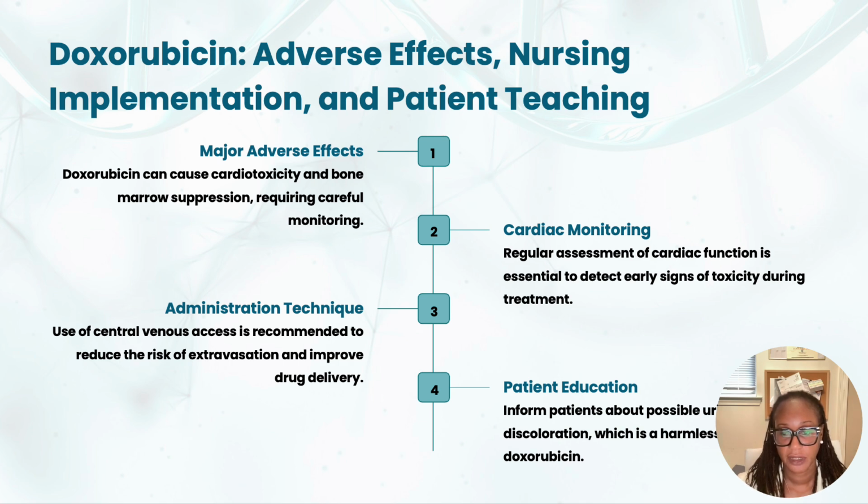And then some education points. Of course, we know hair loss is common and it's temporary; it is going to grow back, so we want to prepare the patient. As I mentioned before, the urine may turn red or orange for the first 1 to 2 days. This is harmless, so you want to educate the patient so they are aware of this. Avoid pregnancy during and for 6 months after treatment because it's teratogenic. Use good oral hygiene and a soft toothbrush to avoid mucositis and bleeding. Stay away from crowds and sick people to reduce infection due to immunosuppression.